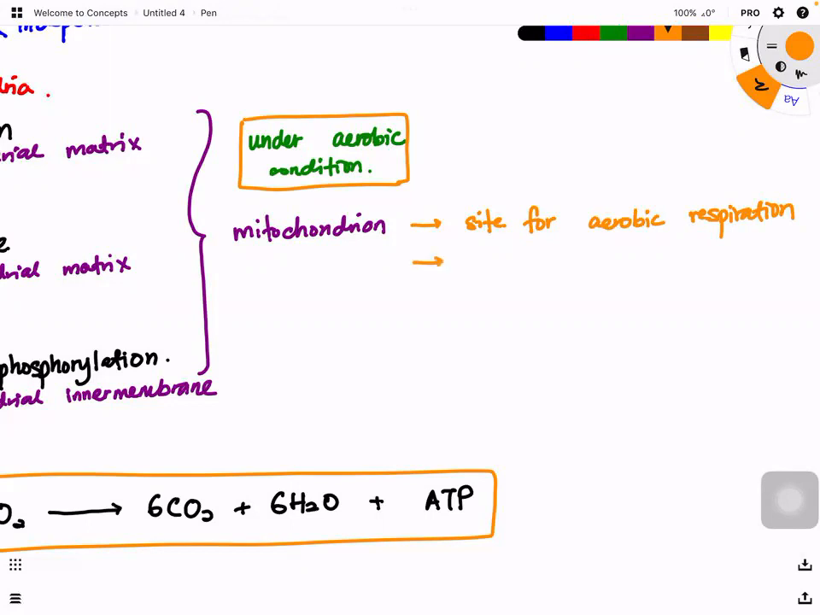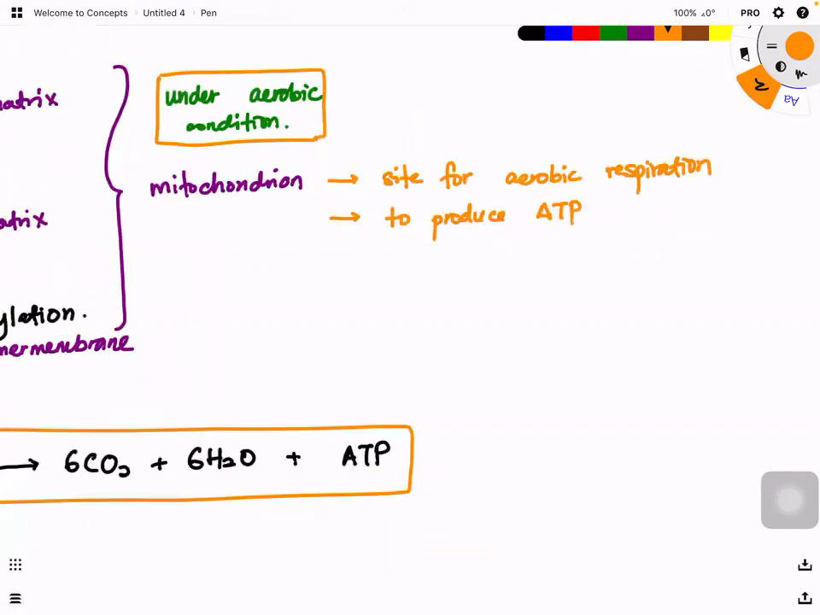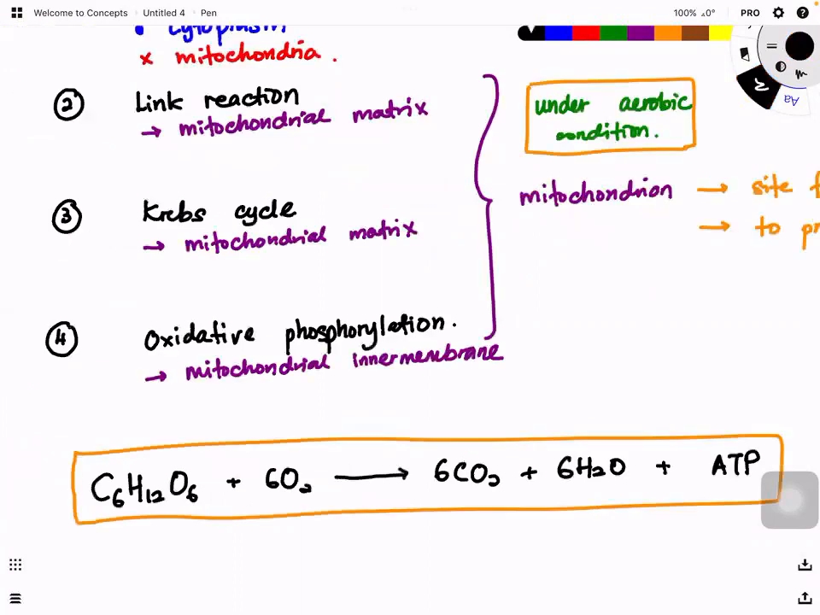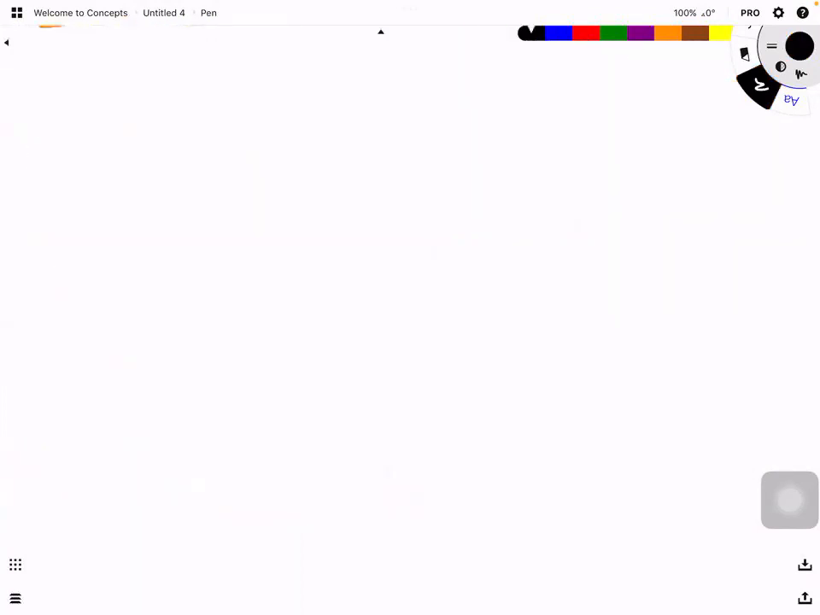So what is the function of aerobic respiration? Okay, to produce ATP. Are you clear? To produce ATP. So this ATP is produced through two processes, which are known as substrate level phosphorylation, as well as oxidative phosphorylation. Are you clear? Substrate level phosphorylation and oxidative phosphorylation. So it means that in order to carry out these reactions, mitochondria must have a certain ability to do this, or adaptation. So let us look at this.